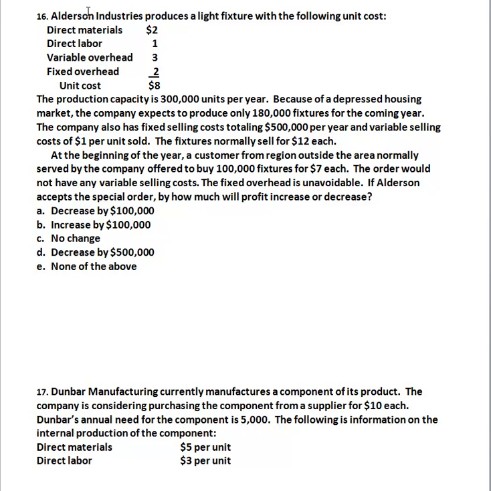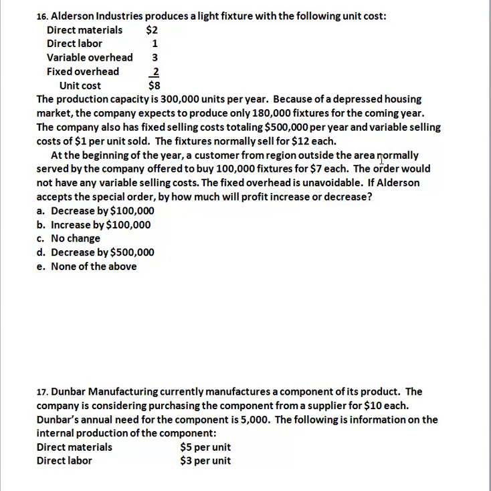16, a company produces a light fixture with the cost of material, labor, variable overhead. Production capacity is 30,000 units. Currently, the company only expects to produce and sell 180,000 fixtures, so you have a lot of extra capacity. The company also has fixed selling costs totaling $500,000 a year, variable selling cost of $1 per unit. We normally sell our fixtures for $12 each.